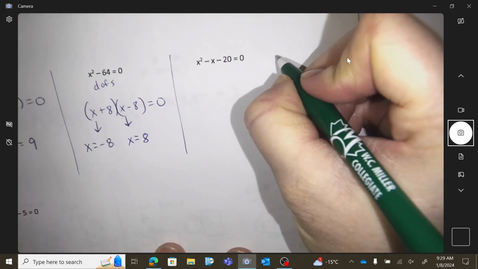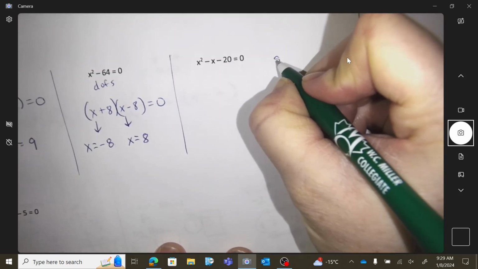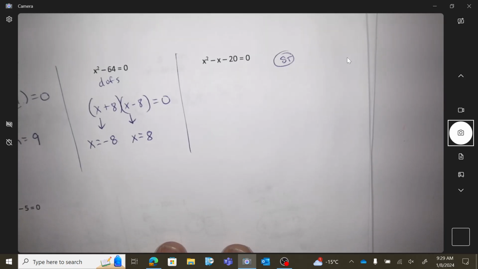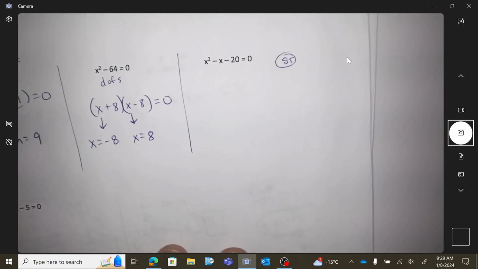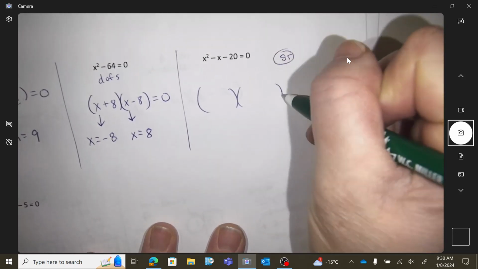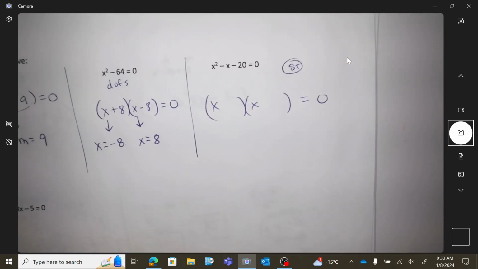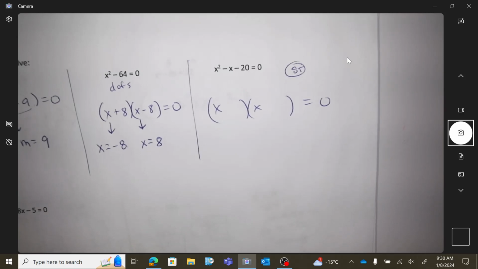This one, did you recognize? Simple trinomial style. 3 items. There's a 1x squared. So simple trinomials are (x )(x ). What multiplies? I need multiples of 20. And then you're trying to make a 1 with those 2 numbers.